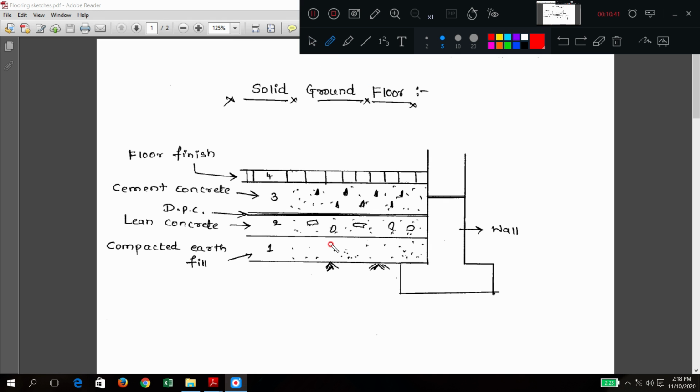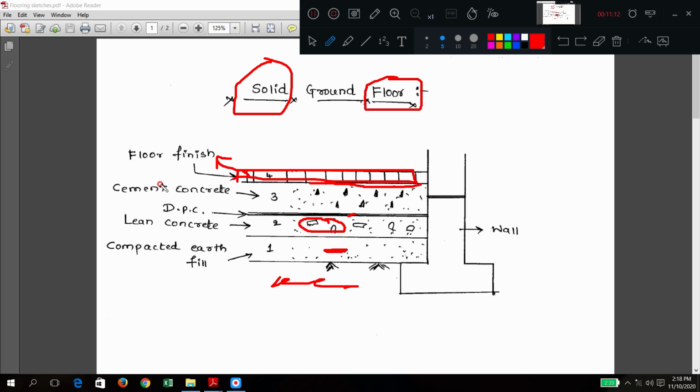So the typical layer is, I will repeat this one, very important: typical ground floor with concreting. There will be normal earth. Next there is a compacted earth. There will be lean cement concrete above that, and DPC layer. Above that there is a rich cement concrete, and it will get compacted first, and curing is done. Later on you put some cement slurry, and above that you are going to fix the tiles. So the tiles, everything, we call it floor finish.